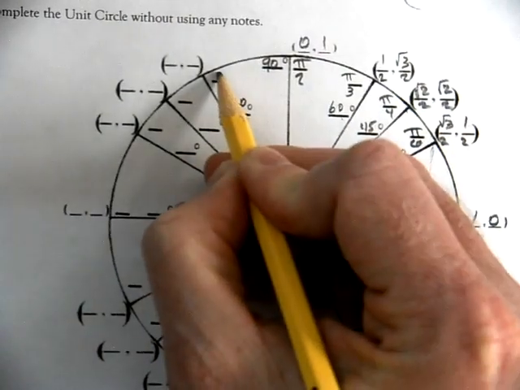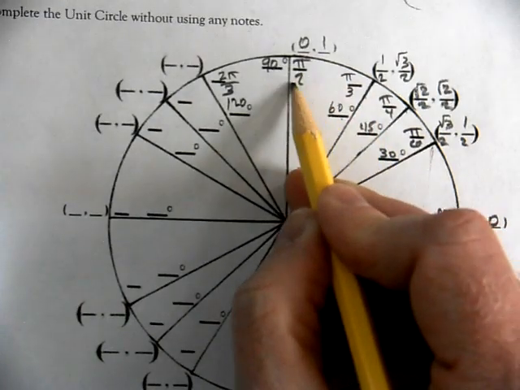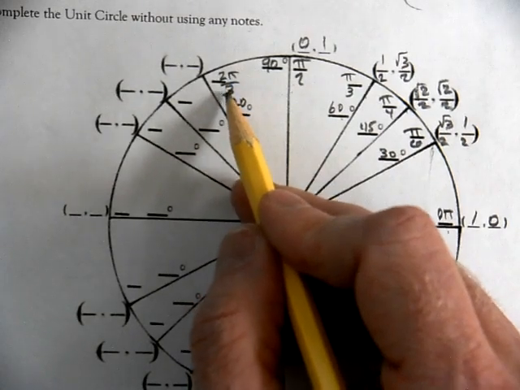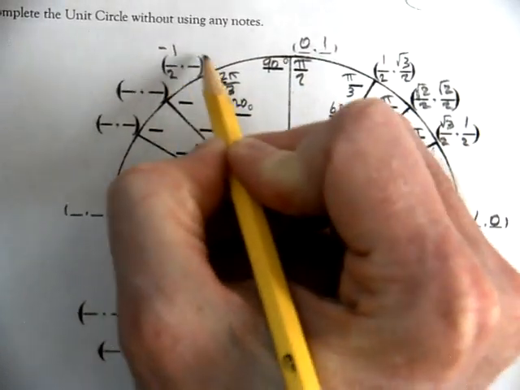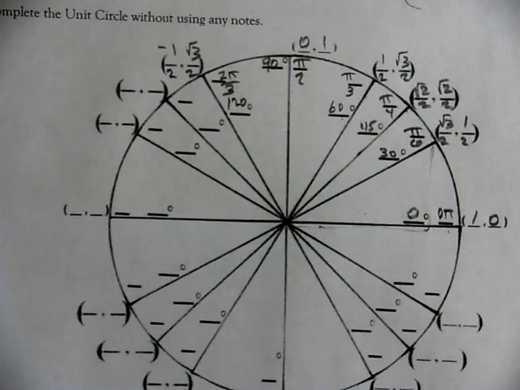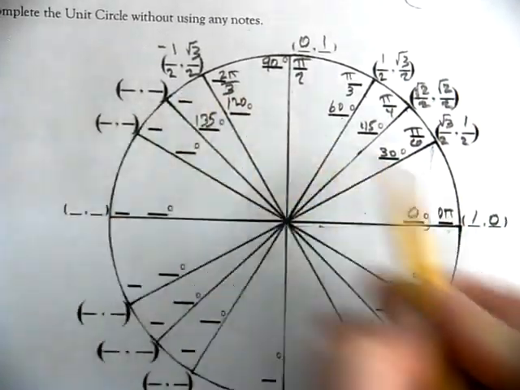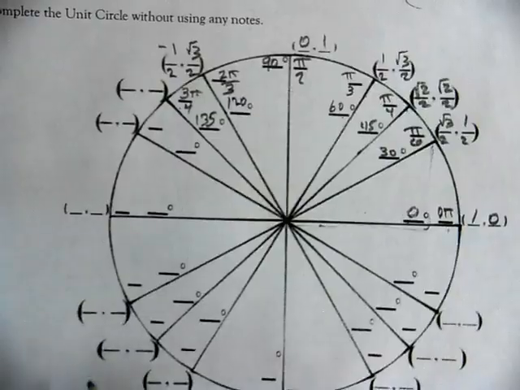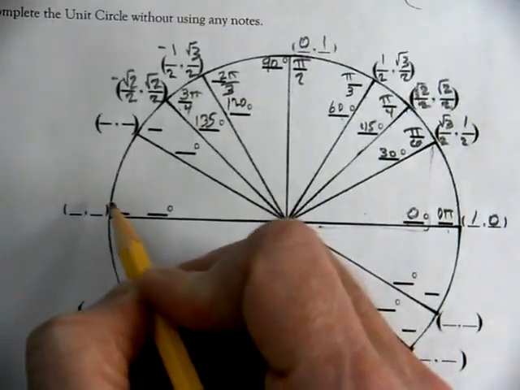120, 2 pi over 3, or you could call it 1/6, 2/6, 3/6, 4/6, and reduce it. Some people like to count that way. This is short long, so negative short, and y is up, so it's positive, long. This is 135, 1/4, 2/4, 3/4. And that's going to be negative root 2 over 2, positive root 2 over 2.